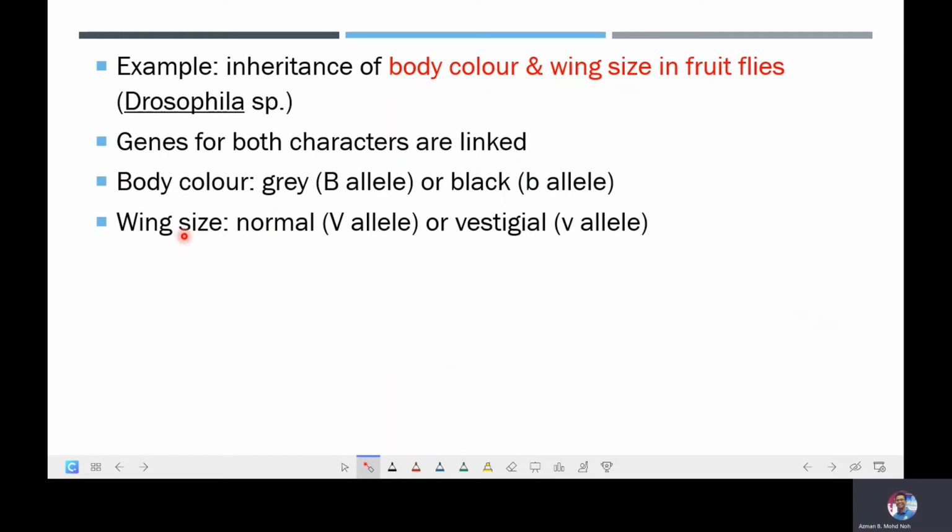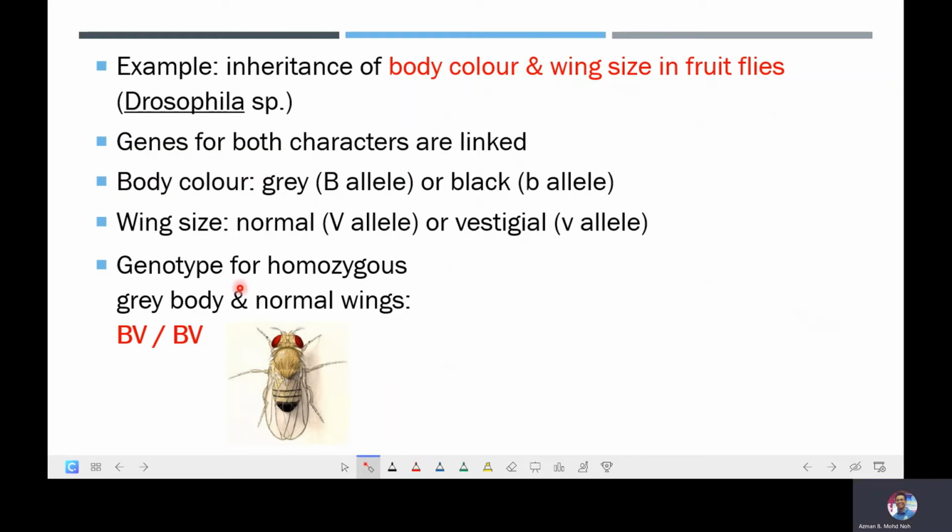While for the size of the wings, the capital V allele, which is the dominant allele, will be giving a normal type of wings, while the small letter v allele, which is the recessive allele, will be involved in producing the vestigial type of wings. The vestigial type of wings will be referring to wings that are small and crumpled. And the genotype for the homozygous Drosophila, having grey body and normal wings, will be written this way.